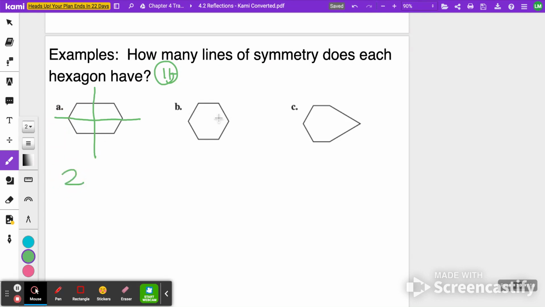Letter B, I'm seeing a lot. So I can do 1, 2, and 3. That one was not drawn very well, but we get the gist. But then I also have corner to corner 4, 5, and 6, almost like you're slicing cake. So I'm seeing 6 lines of symmetry here. For letter C, I'm only seeing 1, and that is going horizontally right across.